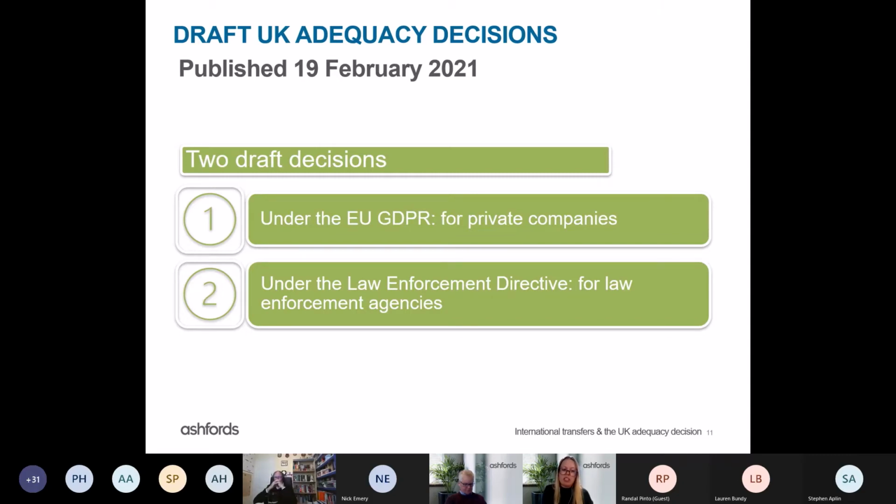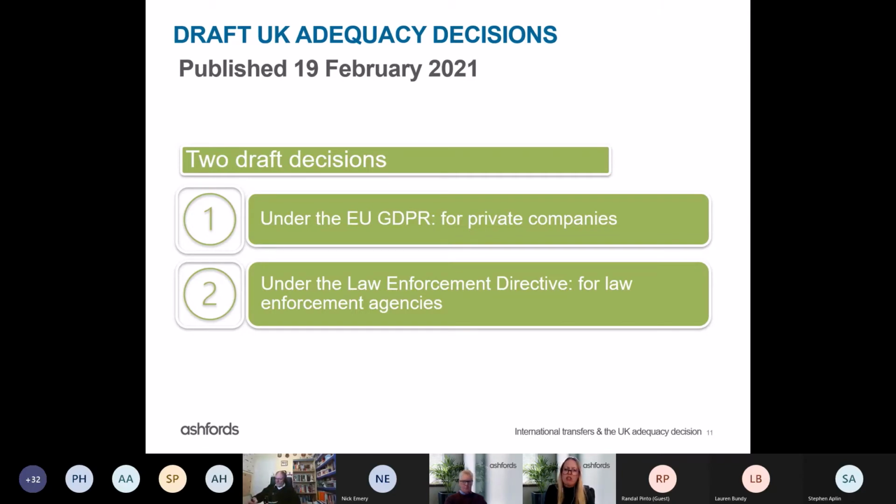so UK law enforcement agencies. And this is really good news because those draft decisions confirm that the data protection regime in the UK is equivalent to the data protection regime in the EU. It means that we've completed step 1 of 4 on that previous slide. So we're making good progress. It means that those draft decisions are now with the EDPB for their opinion. So that was stage 2 on the previous slide.